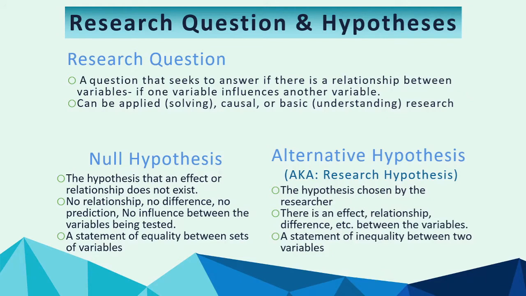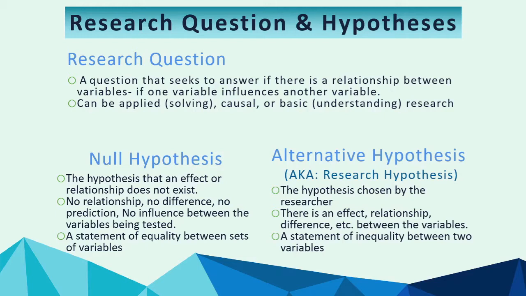So a research question is a question that seeks to answer if there's a relationship between variables. And it's going to ask if one variable influences another, affects another, impacts another, if they have a relationship, if one causes something. That's the basic gist of a research question.